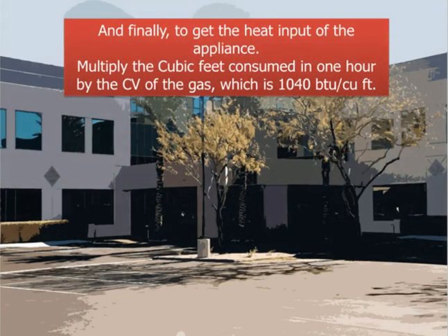And finally, to get the heat input of the appliance, multiply the cubic feet consumed in 1 hour by the CV of gas, which is 1,040 BTUs per cubic foot. And here's our sum.